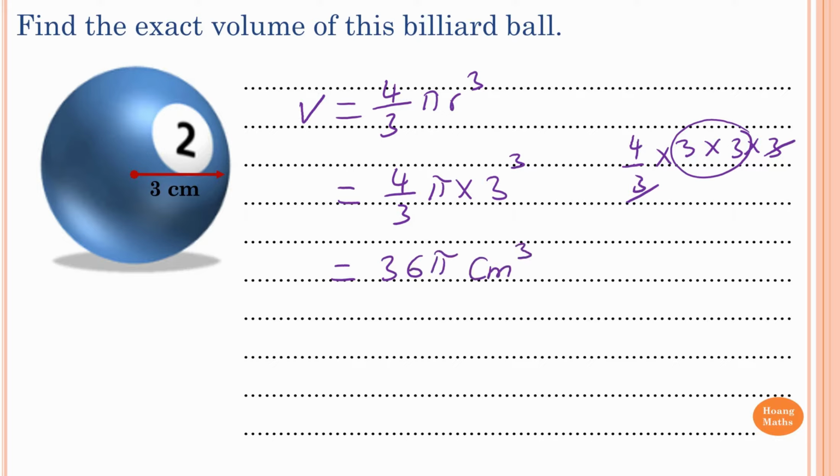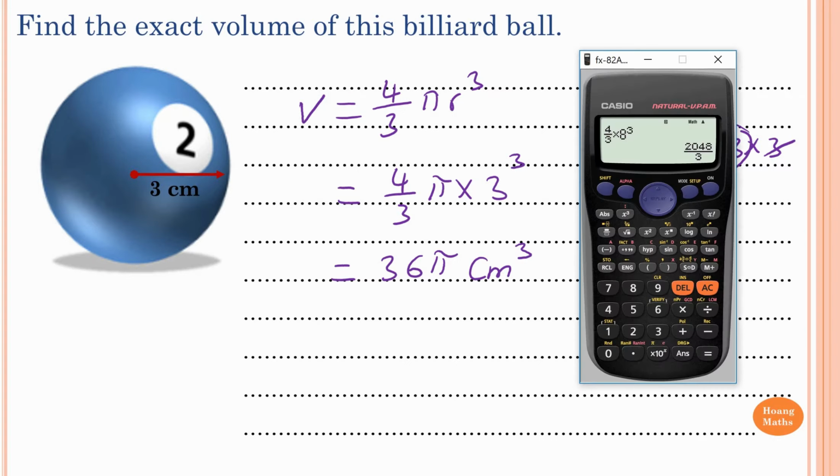Otherwise, you can just use a calculator. So all you need to do is just go 4 over 3 times 3 to the power 3. That's all. So 36. And then that is 36 pi cubic centimeters.